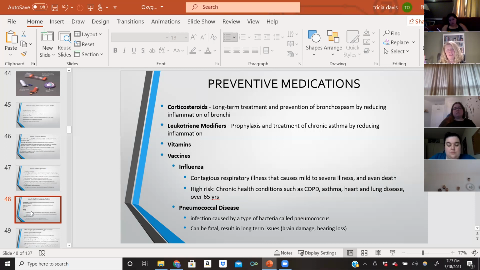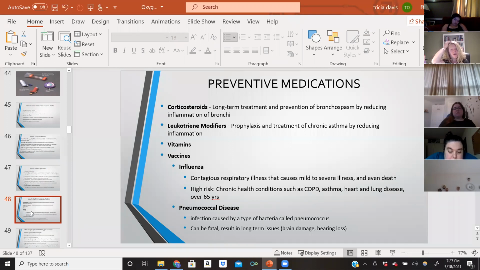We want these patients to get vaccines. Important, you guys need to know that. We want them to get the flu shot. We know that respiratory illnesses can cause mild to severe illness and even death. They can develop into pneumonia. Your high-risk people are those with chronic health conditions, so COPD, asthma, heart and lung disease, and any patient over 65 years old. We also want them to get the pneumococcal vaccine because we don't want them to get pneumonia.